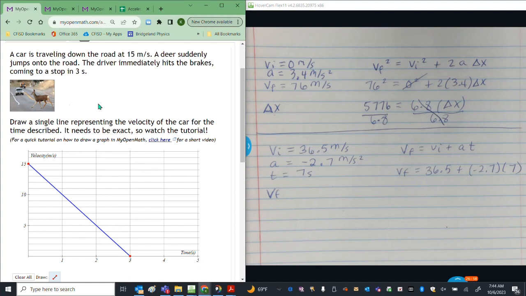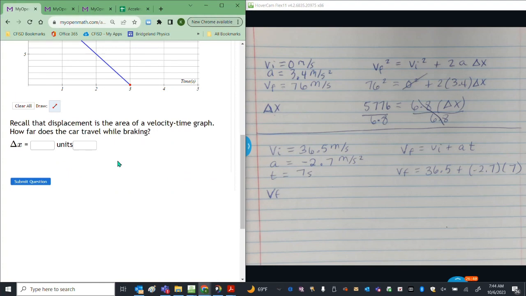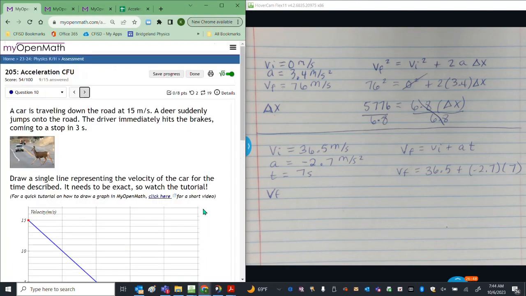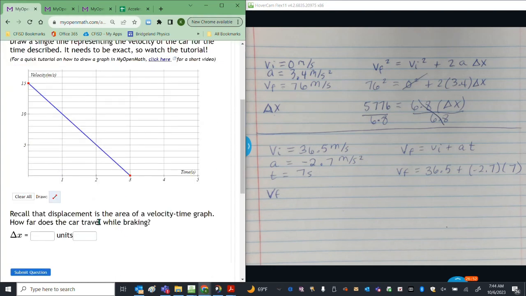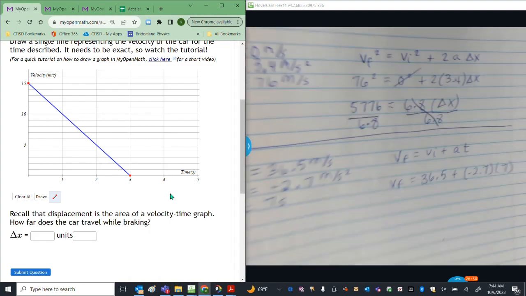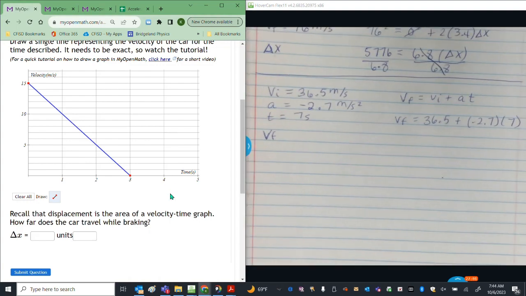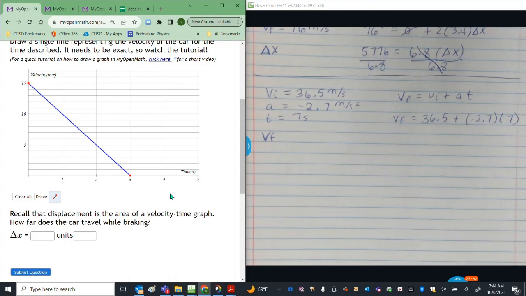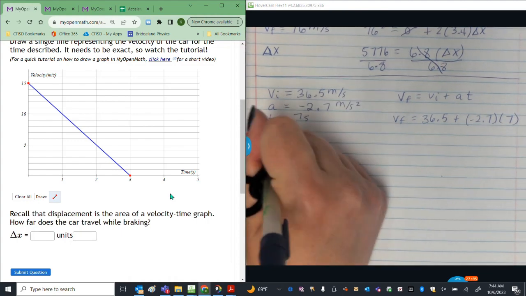All right, down here it says, recall that displacement is the area of a velocity time graph. How far does the car travel while braking? Could I solve this with the numbers? Yes, you could do this with kinematic equations, but it's even telling you, hey, find the area of this triangle. So let's go ahead and do what it is asking us to do and find area. Okay, so I have a triangle there, and again, the area under the curve will be my displacement.